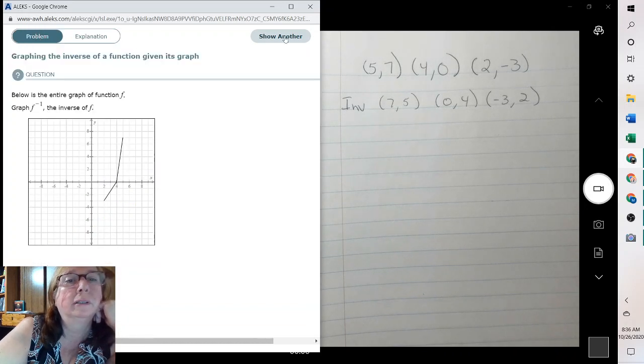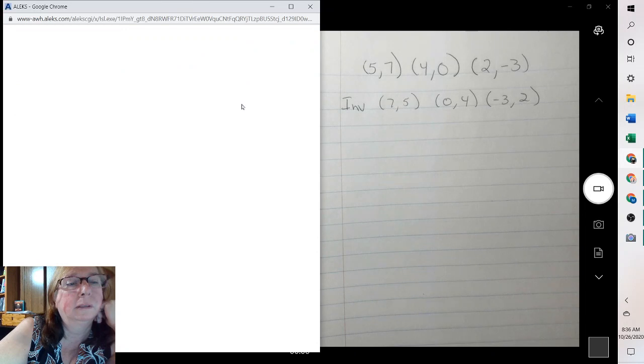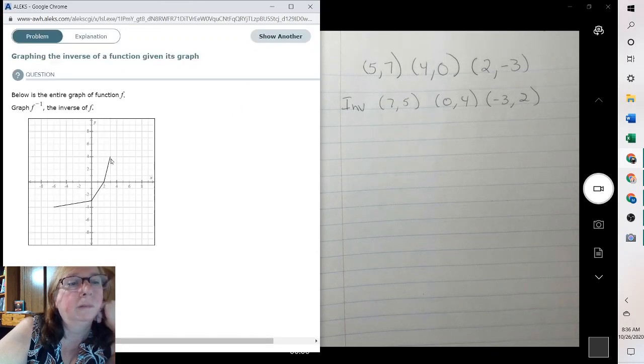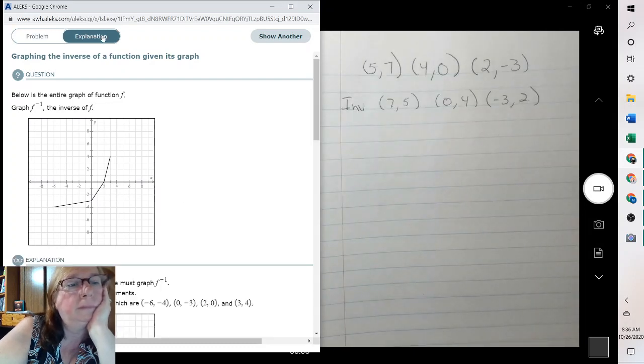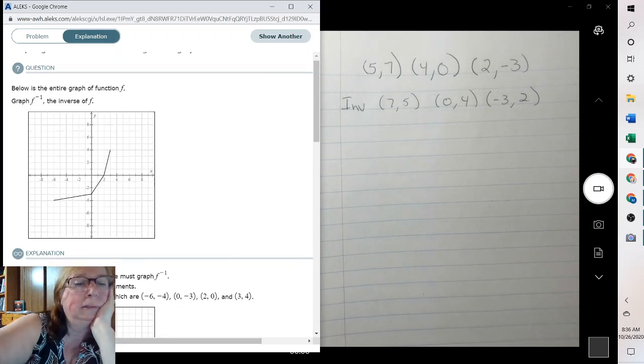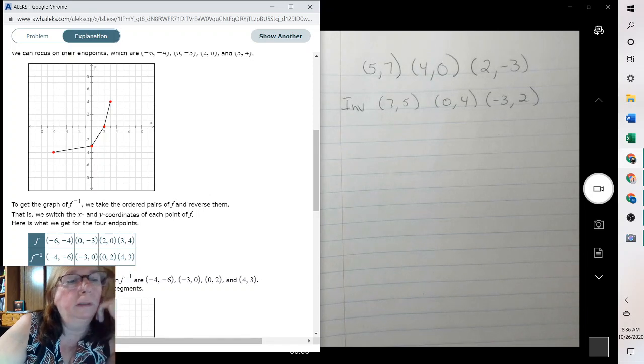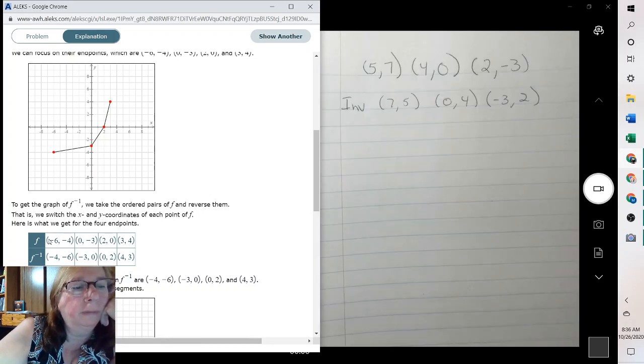Let's look at another one. Okay, so the first thing we want to do is find those 4 points. And those 4 points are -6, -4, 0, -3, 2, 0, and 3, 4. So we found those points. Now to find the inverse, you switch their x and y. So they took each of the points and they switched them. Just switch it.